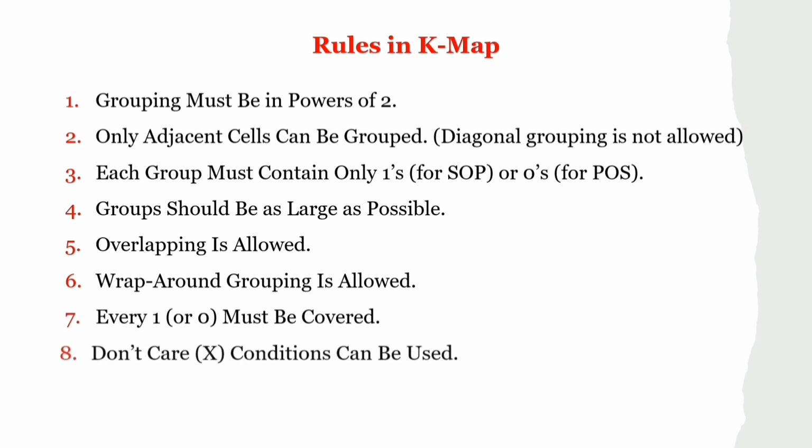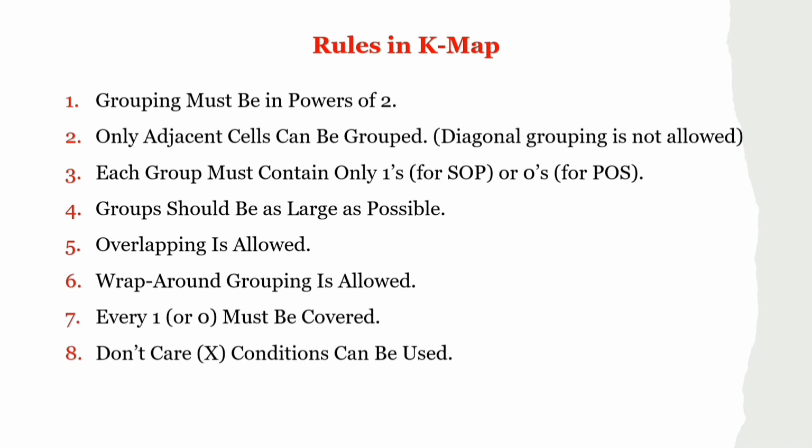Next, the eighth rule is about the don't care condition. The don't care condition is nothing but an unknown value. In the world of digital electronics, you can't expect zeros and ones all the time. Sometimes unknown values come into the picture, and these are called don't cares. The don't care conditions, or the unknown values, can also be used to form larger groups for further simplification. This means while grouping cells in the K-map, if unknown values are present, then you can use them to get a simpler expression as the result.